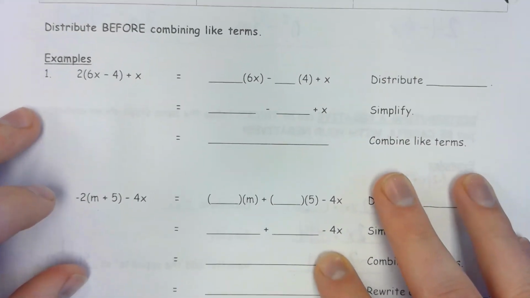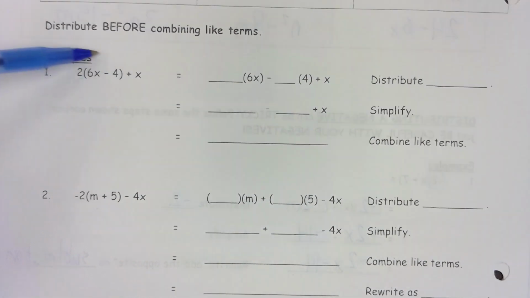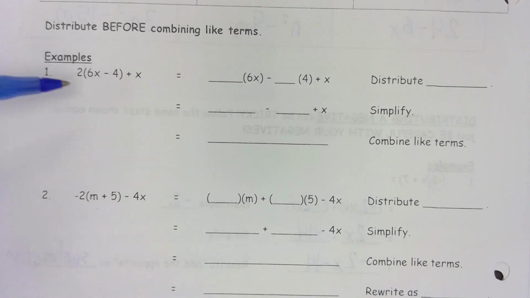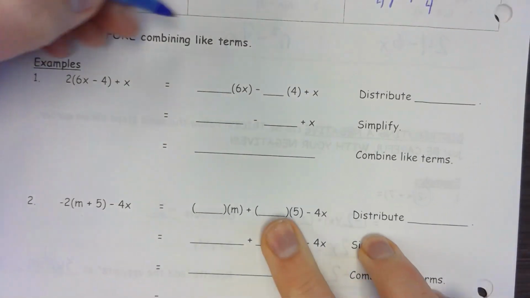Moving on. Sometimes the distributive property isn't the only thing we have, okay? But it is always the first thing that we need to do when you see it. It's not always the only thing that you have, but it's always the first thing that you do.